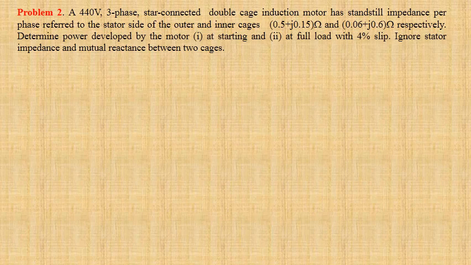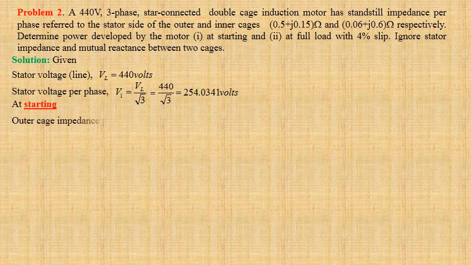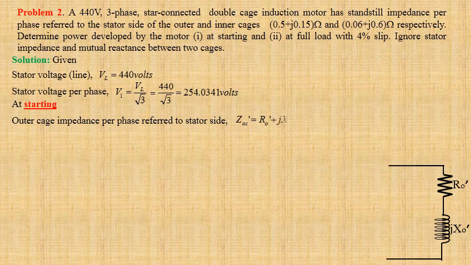Let us first write down the given data. Line to line stator voltage VL equals 440 volts. Since the stator winding is star connected, stator voltage per phase V1 equals VL by root 3, that is equal to 440 divided by root 3, that gives us 254.0341 volts.